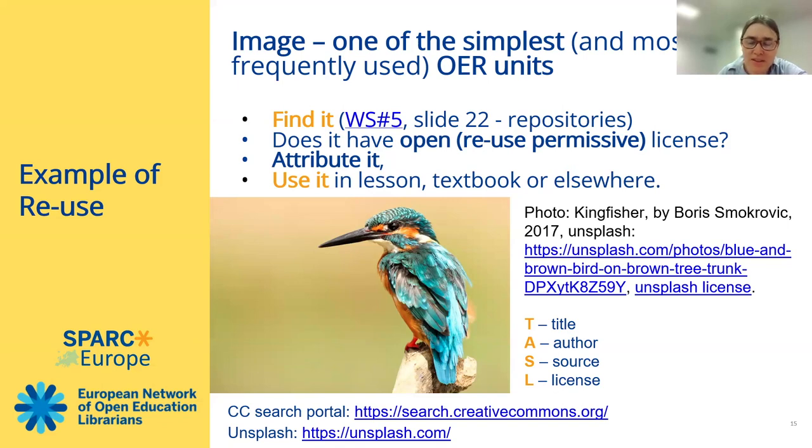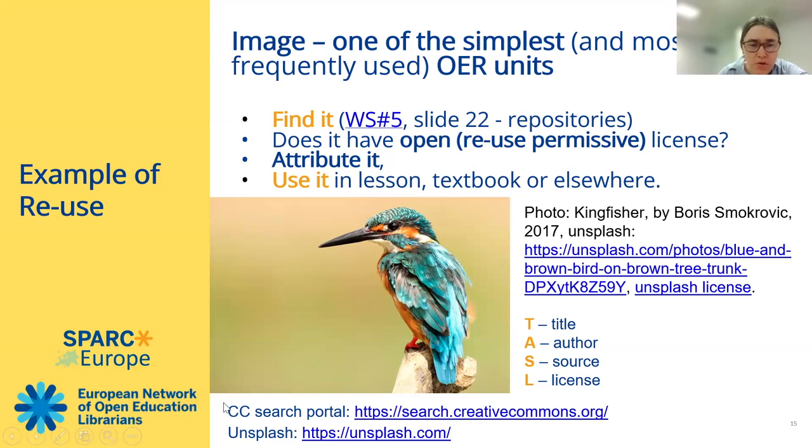As an example, we can see this kingfisher. We attribute it with the title, what is it? Kingfisher, the author, who made the photo, Boris Smokrovich, and the source, where it can be found, in this link, and a license. In the world of open educational resources, the most frequently used licenses are Creative Commons, but there are also other types of licenses. For example, this Unsplash license, but it is very similar because you can reuse images for free with a condition of attribution, telling who the author is and where to find it.